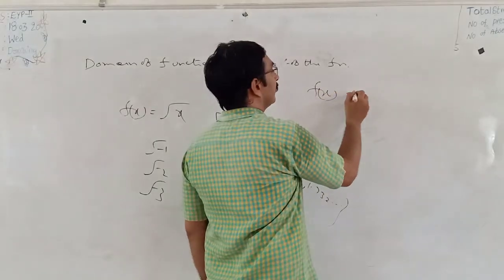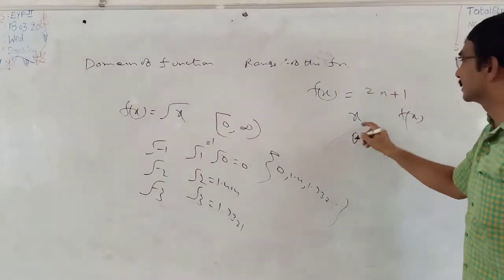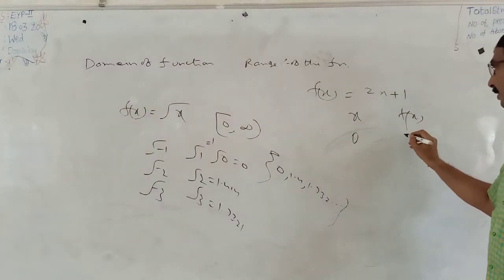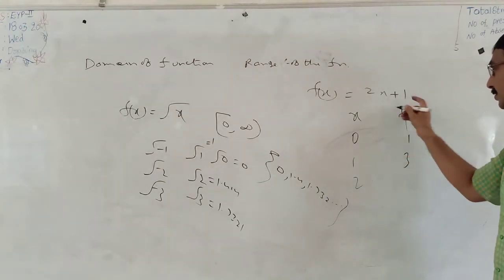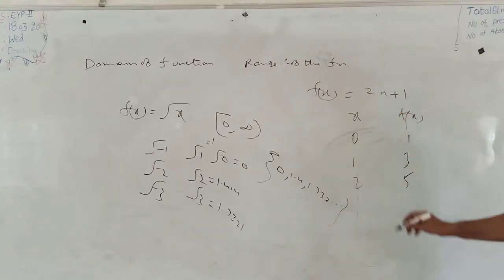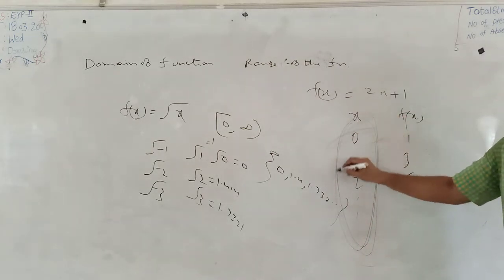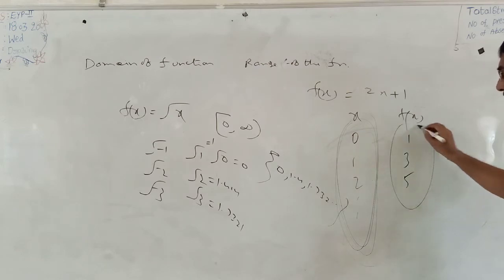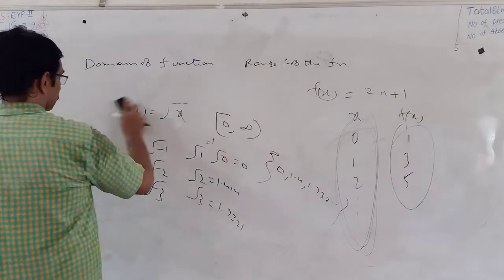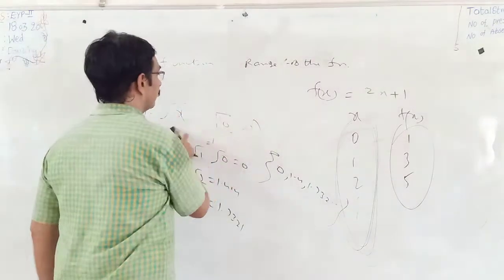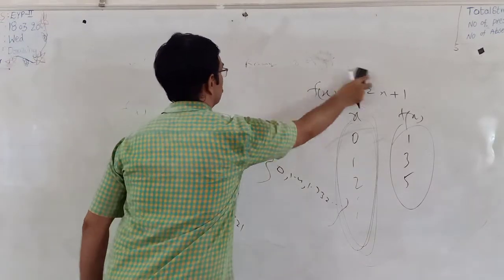Suppose f of x equals 2x plus 1. When x is 0, the value is 1. When x is 1, the value is 3. When x is 2, the value is 5 and so on. The set of these input values is the domain. The set of these output values is the range. So this is about the basic meaning of domain and range.